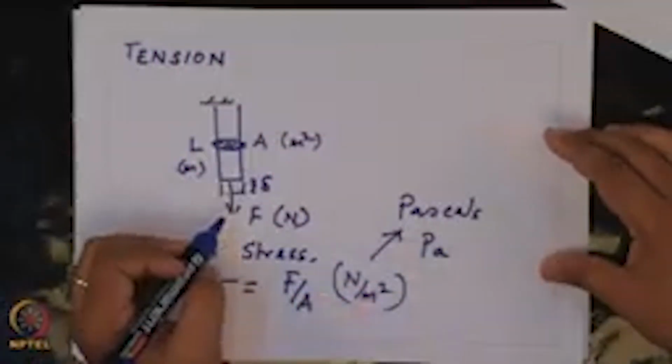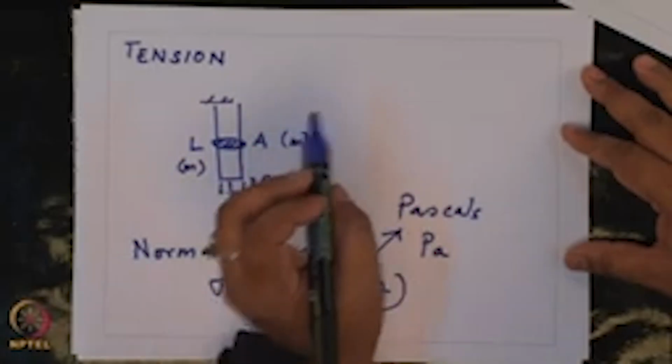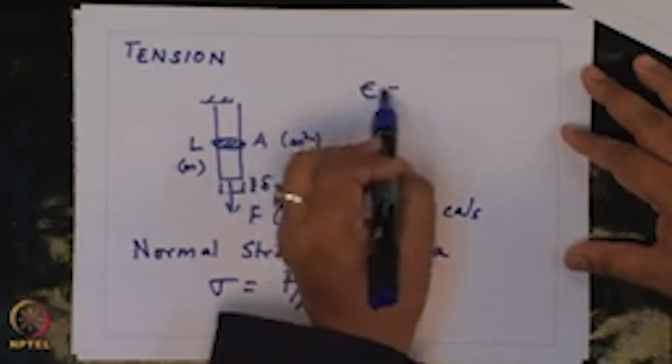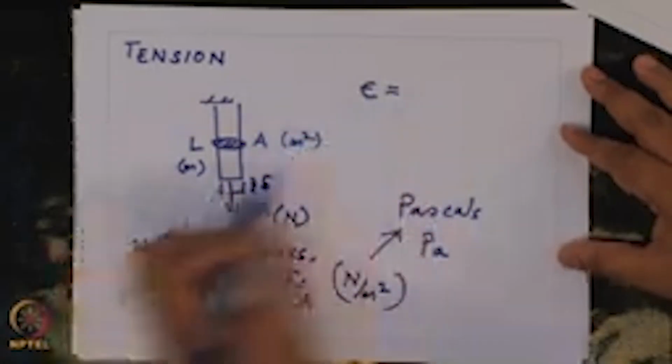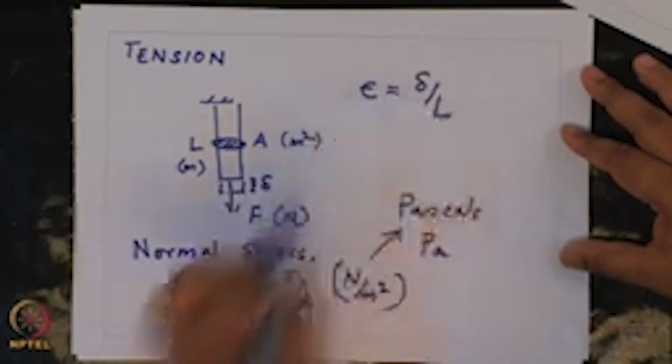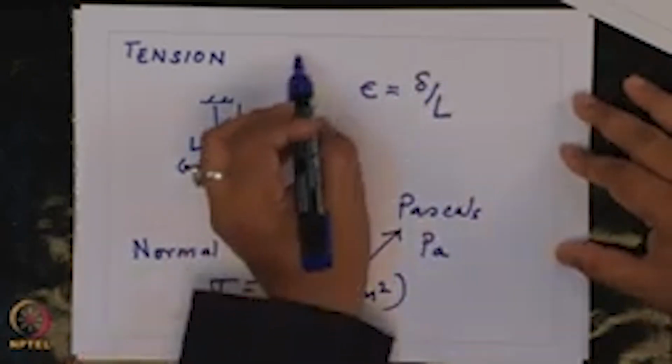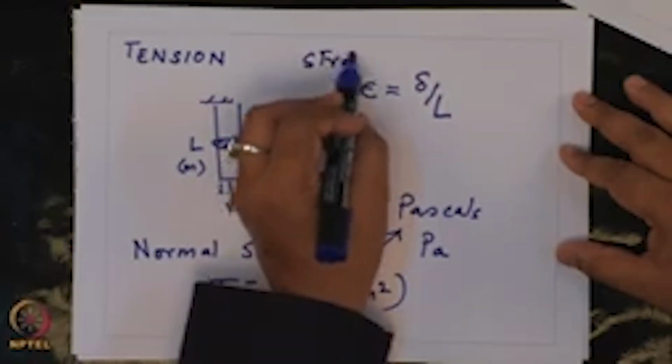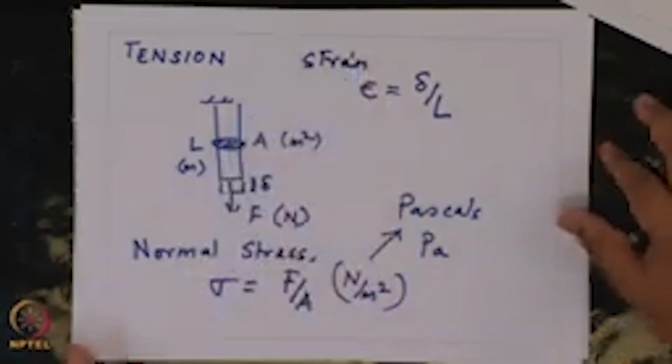Now, when you stretch it, the percentage elongation, the actual elongation epsilon, is given by delta divided by the original length L, and this is the definition of strain. Okay. So, you have all heard of Hooke's law.